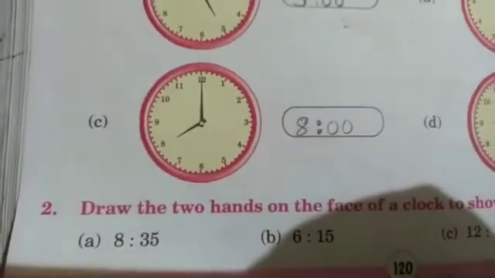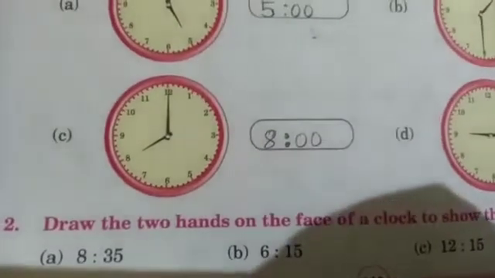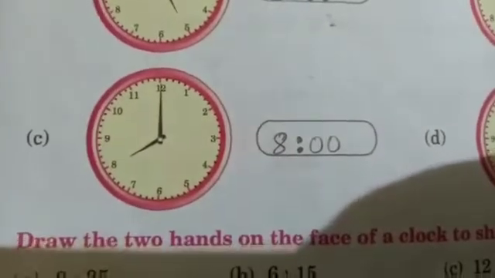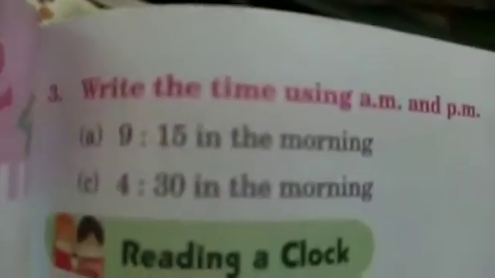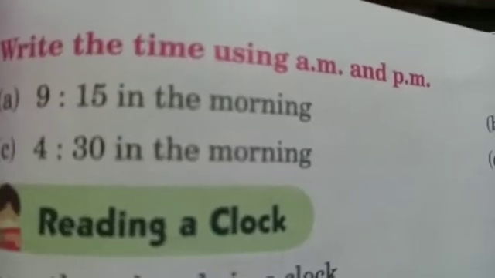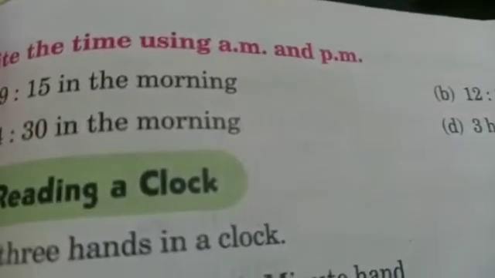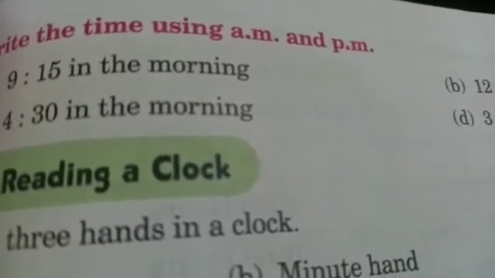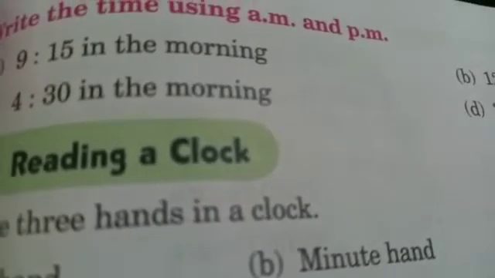And in question number 2, again you need to draw the two hands on the face of the clock. So you will draw the clock like this and show the time. Then here, question number 3, write the time using AM and PM. It's very simple. Whenever the time is in the morning, it's generally AM, and after 12 o'clock noon, the time turns to PM. Similarly, after 12 at night, that will be AM.